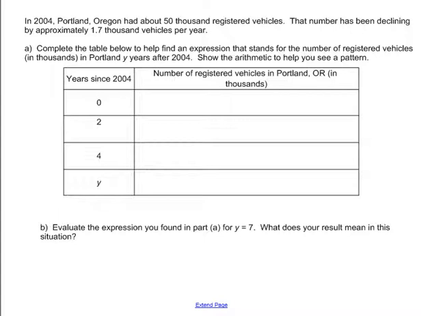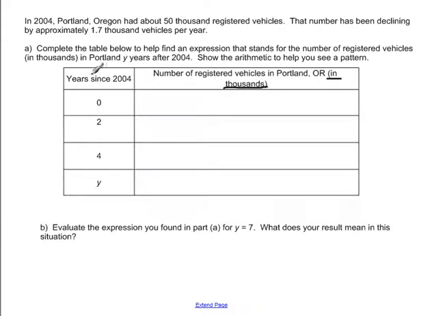So let's think about how this problem is going to work for us. We want to pay attention to a couple of things. One is that we're finding the number of vehicles in thousands. So if I'm talking about 50,000, I don't have to write down 50 followed by 3 zeros. It's understood that it's in thousands, so I would just write down 50 for 50,000.